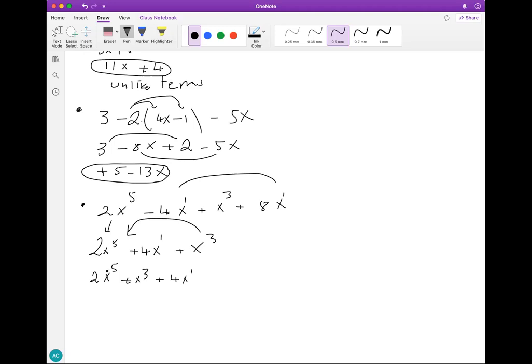We're going to talk about the orders and the powers later in another class when we talk about polynomials. This is the degree of this expression because it's the highest power. And that's basically how you simplify expressions.